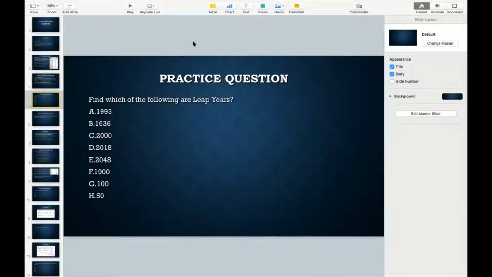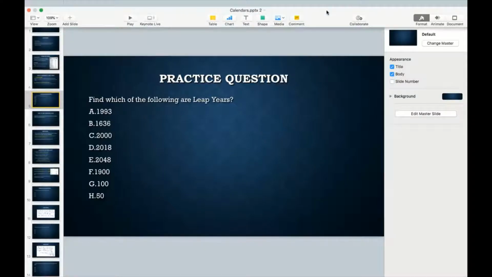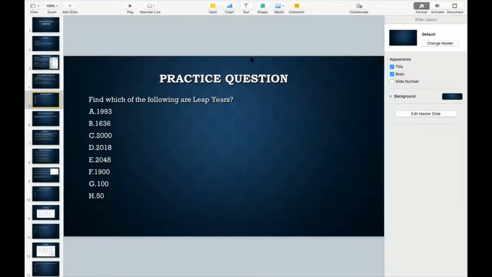So I can very well see that option B is divisible by 4. Option E is divisible by 4, right? So finally, my answer will be option B, option C, and option E. Option D is not a leap year because in 2018, the last 2 digits are 18. Now 18 is not divisible by 4.